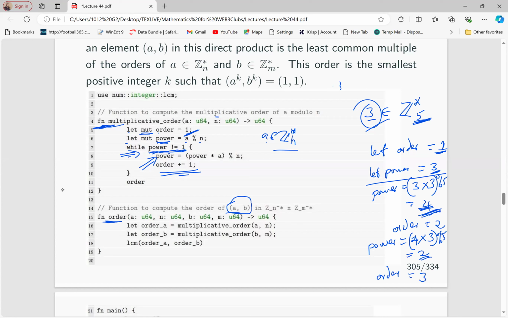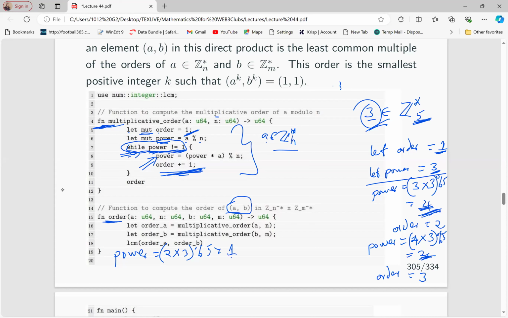I'm just reading the formula here. Now, the power is not 1, so again we go another round. The new power is the old power, which is 2, times A. Our A is 3, and then divide by 5. The remainder is 1. This happens until this condition here. The condition says, while the power is not equal to 1, so this continues until the power is 1.